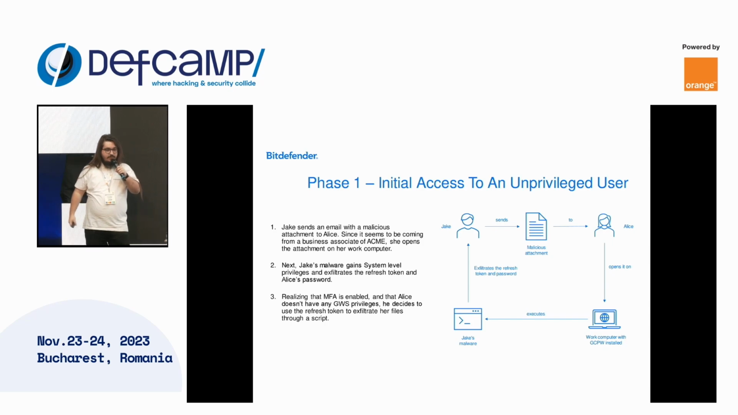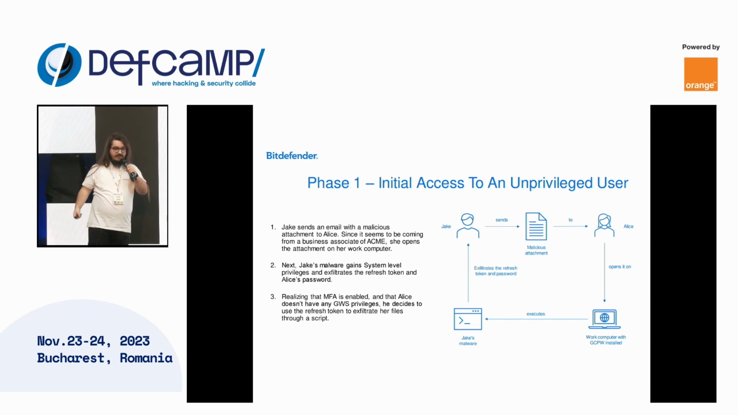So let's see how an initial access would work. Essentially, Jake could send a malicious email to Alice containing a downloader for his malware. Alice would open it, thinking it's one of their clients, and her work computer would get infected. Next, Jake's malware exfiltrates the refresh token and the password of Alice.